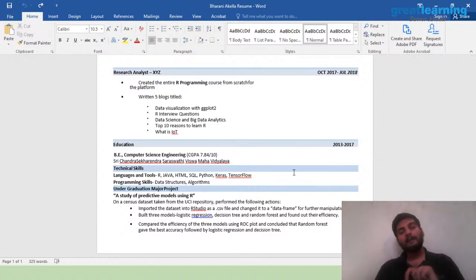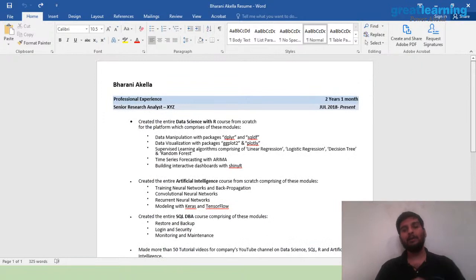Now I don't even have decent knowledge of it. I only know how to install Android Studio. Apart from that, I have zero knowledge of Android Studio right now, and that is why I've not listed it over here. So make sure that you list down only skills that you have knowledge of.